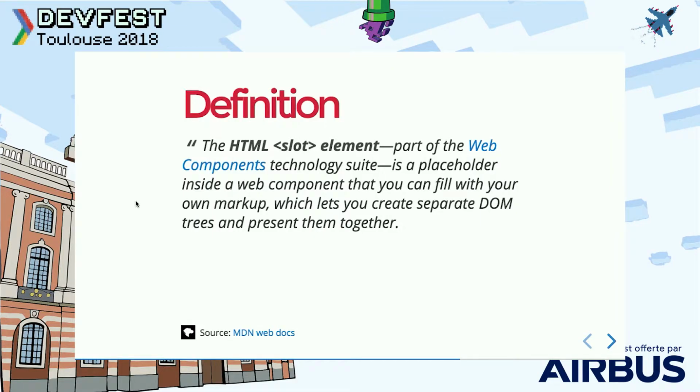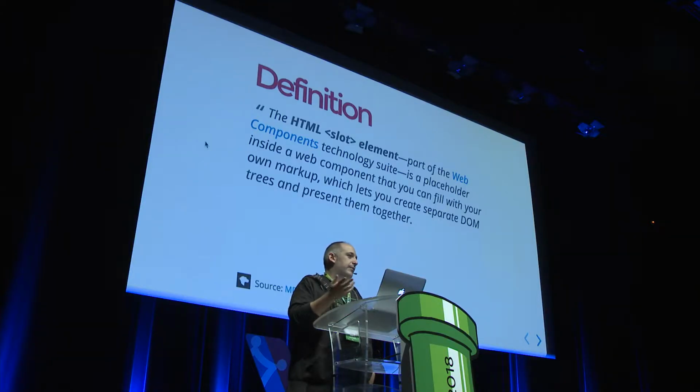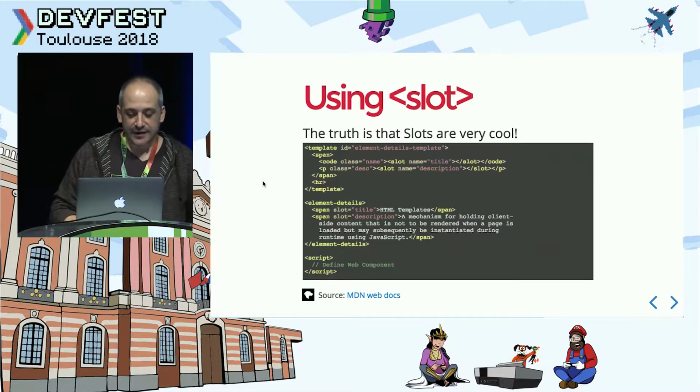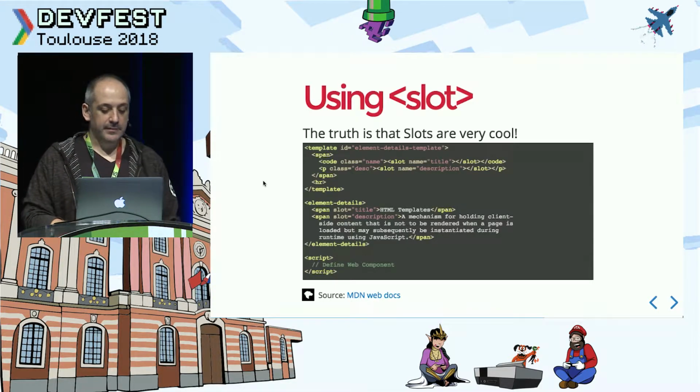But the HTML slot element, let's go to the definition. It's part of the Web Components technology suite. And it's a placeholder inside a web component that you can fill with your own markup. So that's kind of the content projection that we have right now in Angular. It would let you create separate DOM trees and present them together. So let's see how it works, because with text, it's not the same. The truth is that slots are very cool.